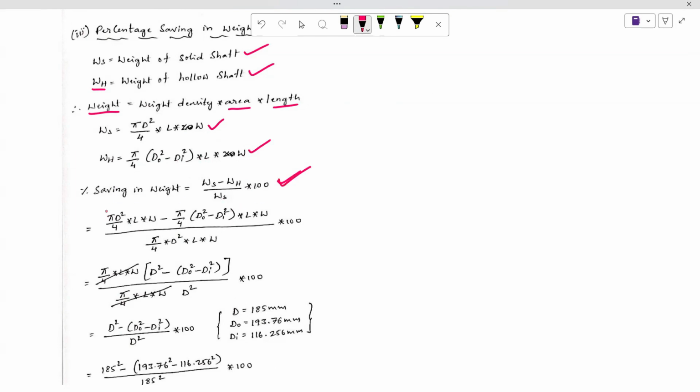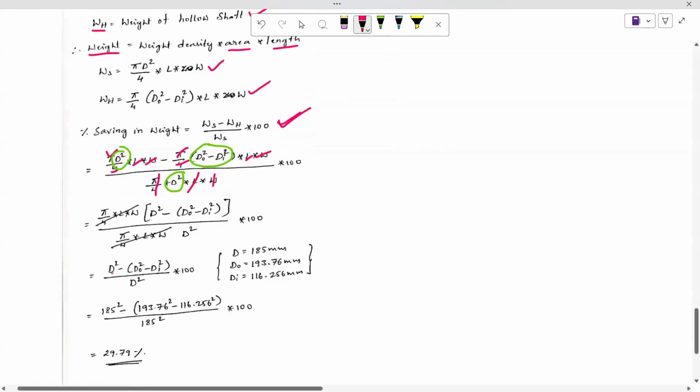From this equation, pi by 4, L and W are common, so they will be cancelled. In the numerator, it remains with d square minus (d naught square minus di square). In the denominator, it remains with d square. Now multiplied by 100. So, d square minus (d naught square minus di square) divided by d square.